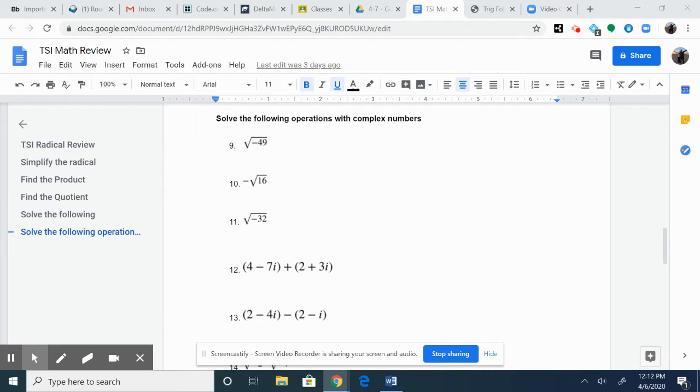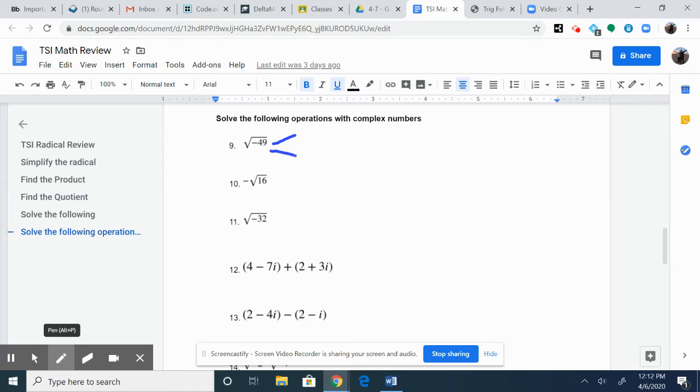Okay, so we didn't really go over much of complex numbers, but of course it's not very difficult. It's something that we did in Algebra 2. So complex numbers just means those imaginary numbers, right? So when we take the square root of a negative number, we can't actually do that.